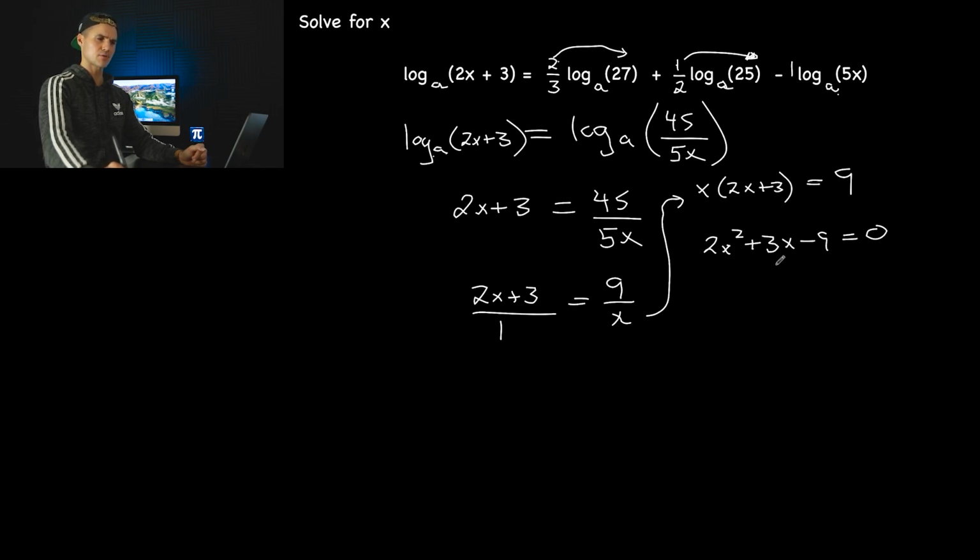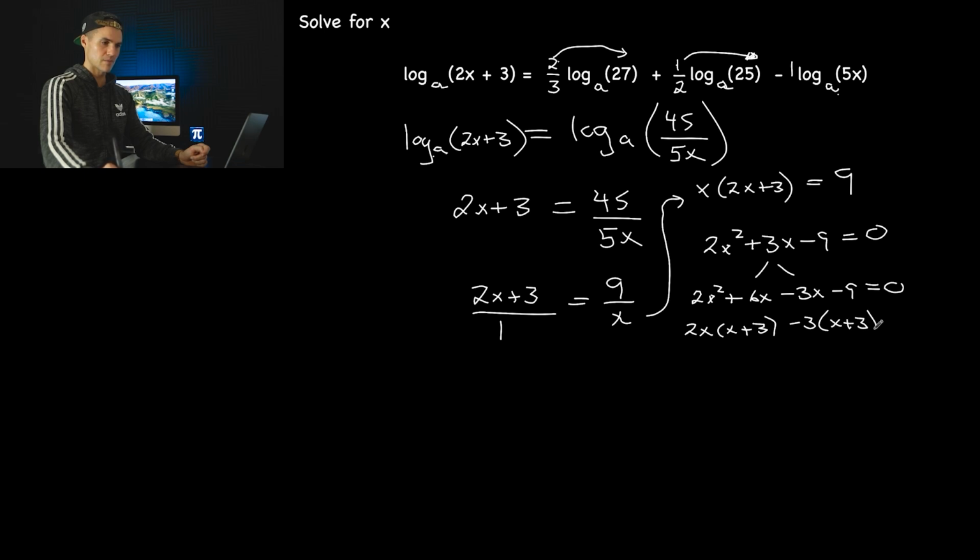I think this is going to factor smoothly because there are two numbers that multiply to negative 18 and add up to 3. That would be what? Positive 6 and negative 3. So we could factor this with decomposition, like that. We could take out a 2x, x plus 3, take out a minus 3, that would be x plus 3. And so basically this is factoring into 2x minus 3, x plus 3, like that.